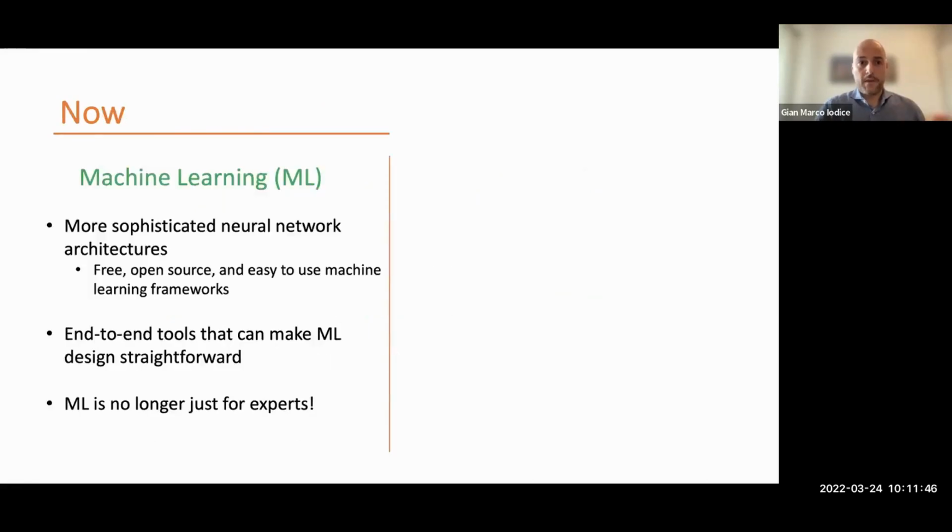But now, well, now it is totally different. On the machine learning side of things, we have more sophisticated neural network architectures. Furthermore, compared to 2013, we have more deep learning frameworks, free, open source, and really easy to use. And also, if you are not a machine learning expert, don't worry, there are end-to-end tools that can make machine learning design straightforward and extremely easy.